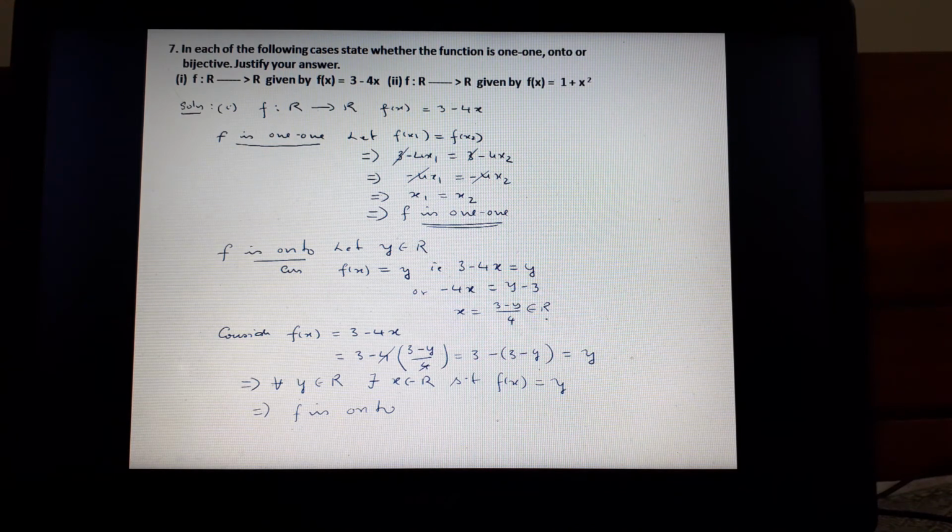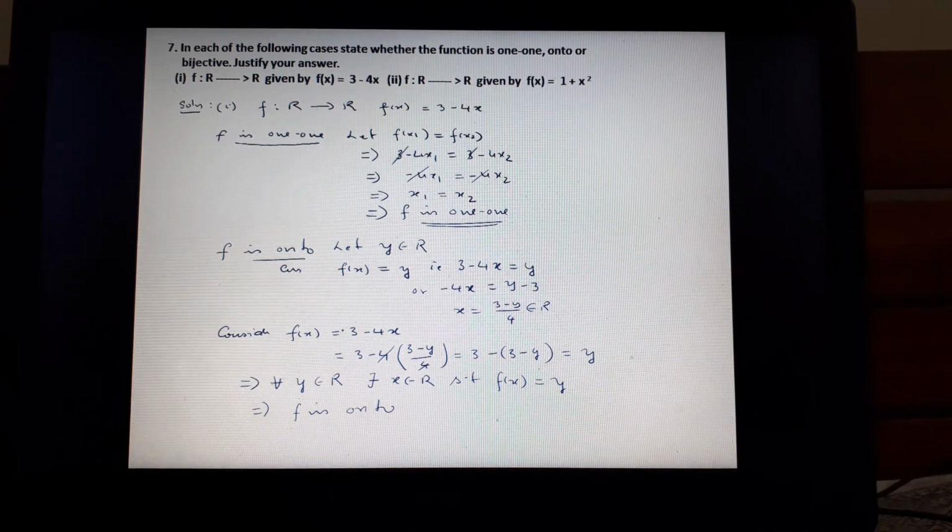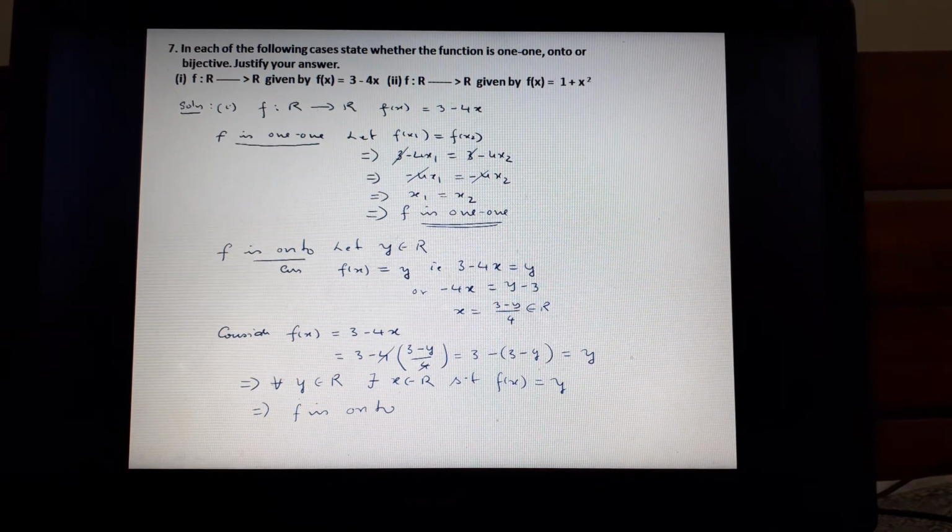Suppose this does not belong to R, then it cannot be onto. So then you have to show f of x equal to y by the normal procedure. So this proves f of x equal to y. So y becomes the image of x. That means for every element y, there is x. So this is the method of proving onto.